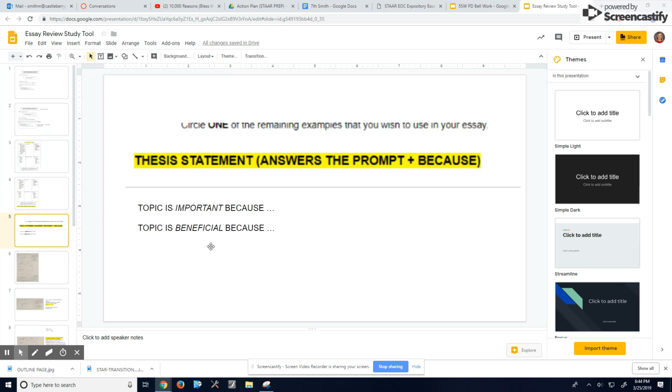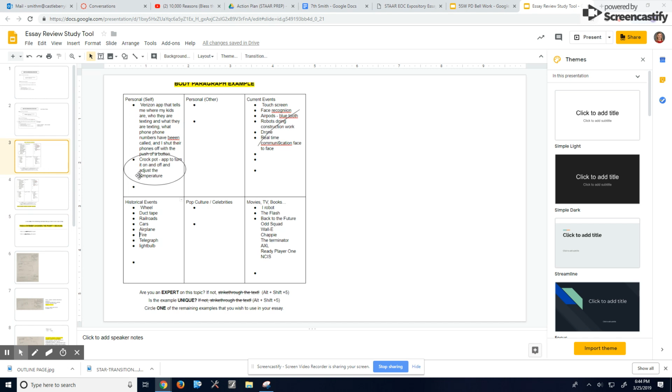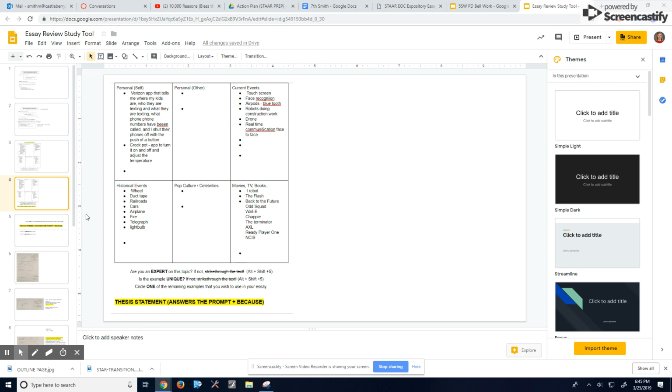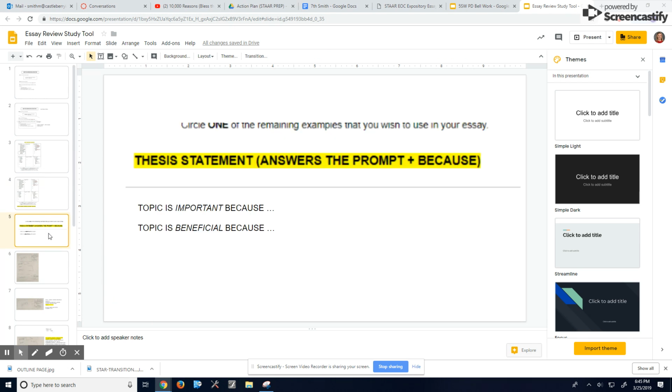So you're going to create that statement and using your prompt keywords, you're answering the prompts. The because is coming from the example that you chose and why it fits the topic, okay? So if something is important, why is it important to the topic? If it's asking about beneficial, how is your example beneficial to the topic? Just whatever it is, it has to fit the topic, okay? So you're crafting everything around that example.